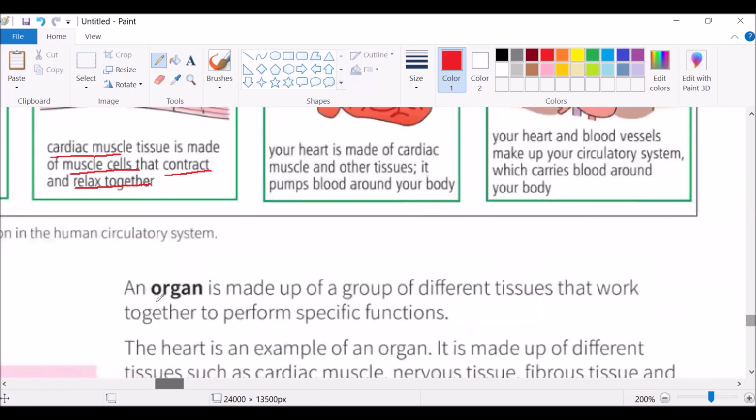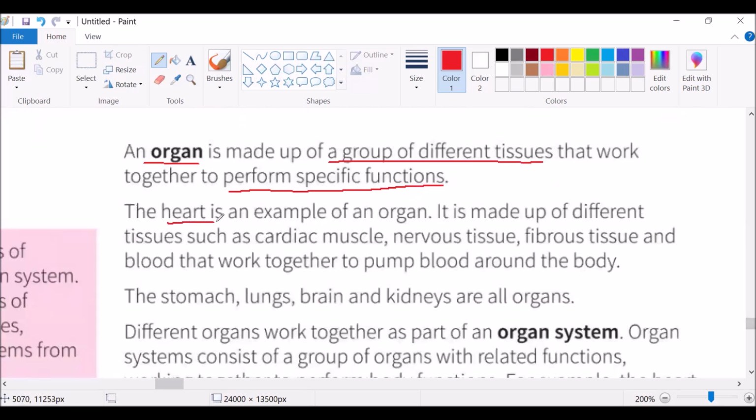Now we move to organs. An organ is made up of a group of different tissues that work together to perform specific functions. The heart is an example of an organ. It is made up of different tissues such as cardiac muscles, nervous tissue, fibrous tissue, and blood that work together to pump blood around the body.